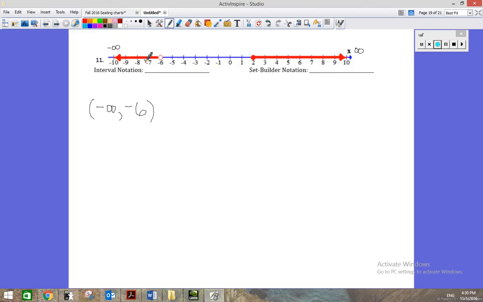So the number of interest is in this interval, or it's in this interval that it's bigger than 2. Excuse me. 2 all the way out to positive infinity. Since that's a solid dot, I need a bracket and a parenthesis here.